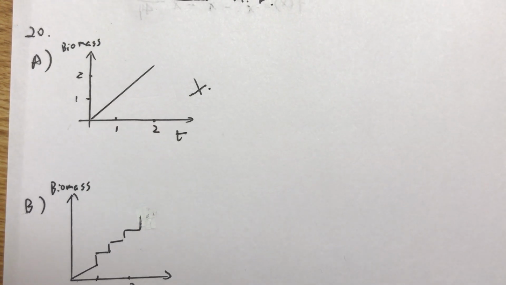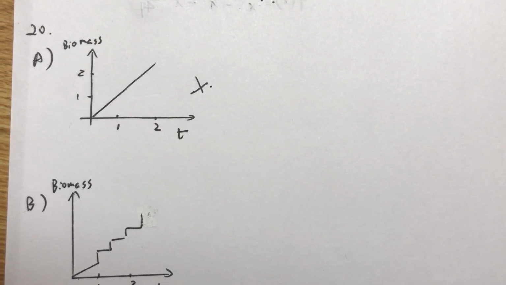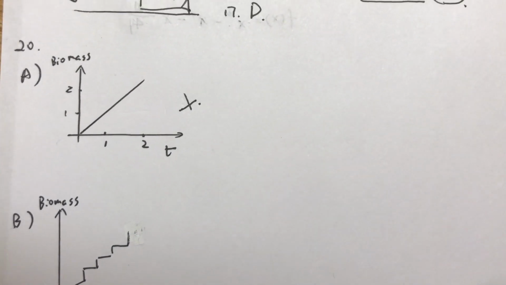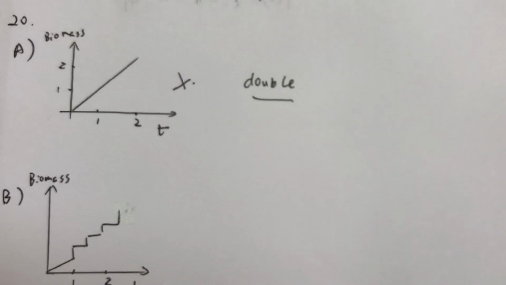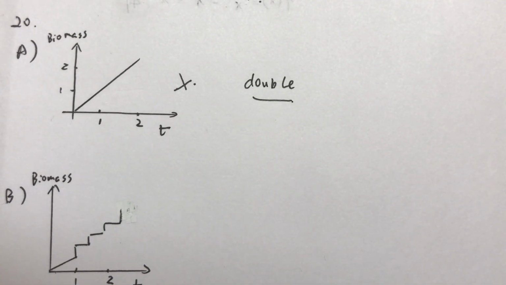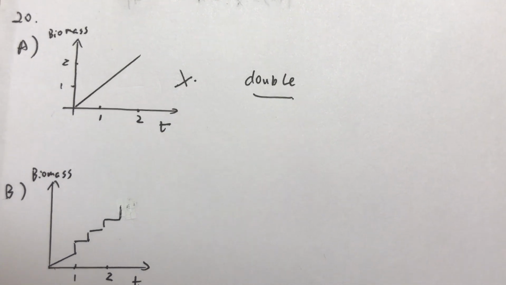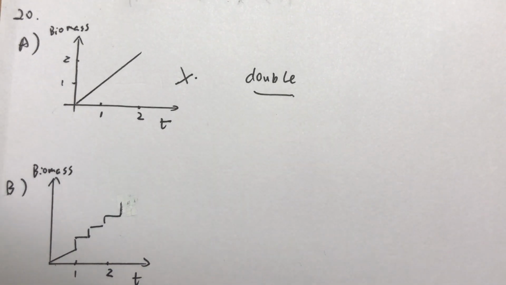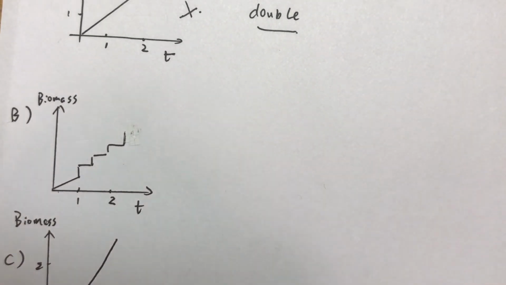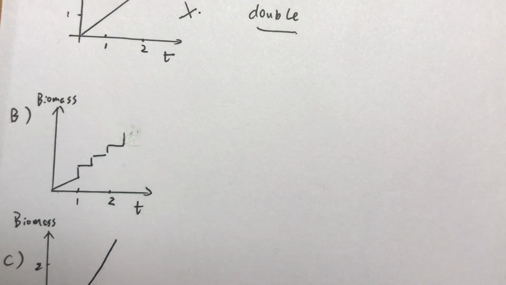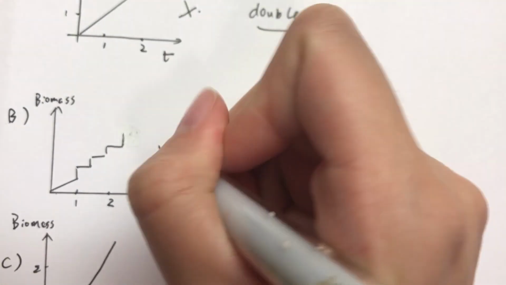The important phrase in the question is that the biomass in the lake doubles each year. If you see a word like double, it means this kind of relationship is exponential. So this should increase exponentially. Firstly, we look at A. A is a linear relationship, so it should be incorrect. B is kind of weird, and it does not increase exponentially, so it's also incorrect.